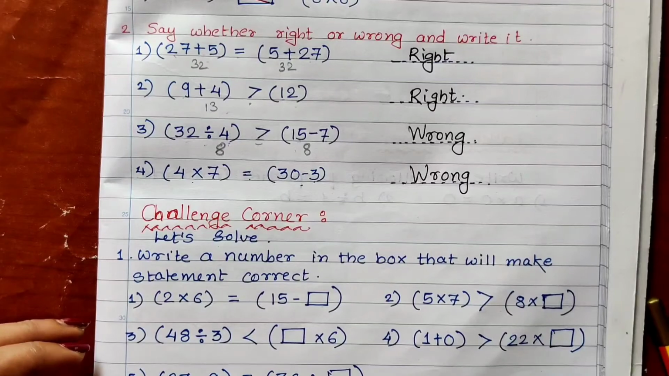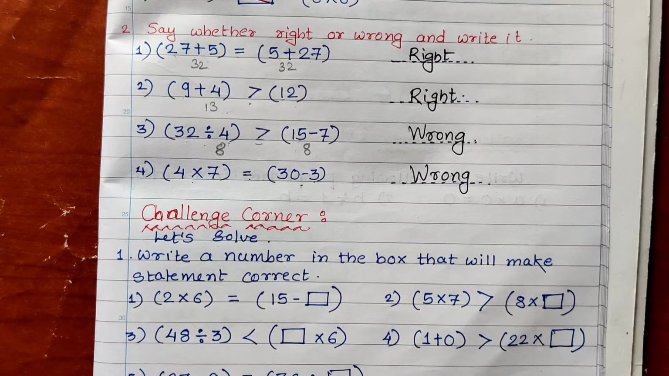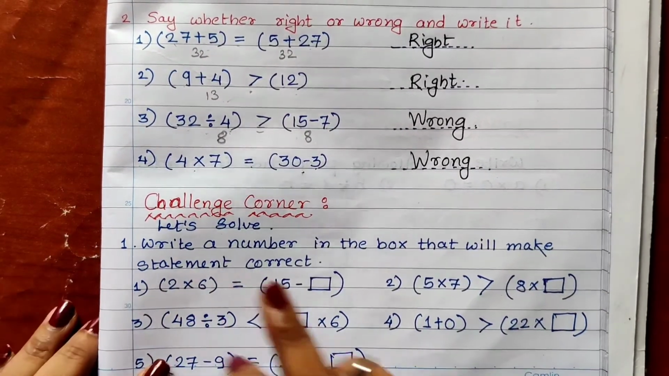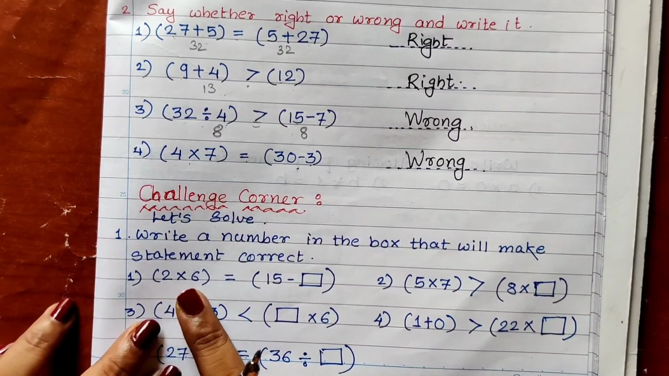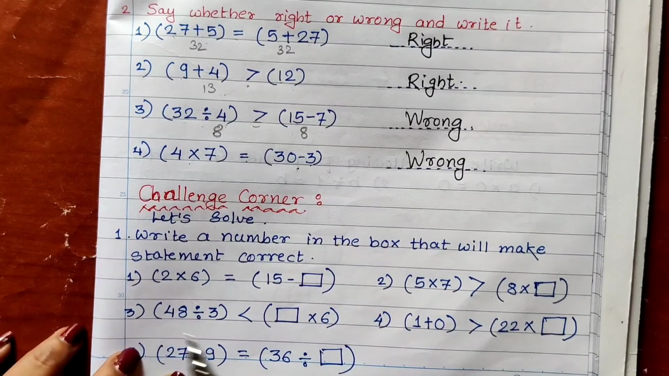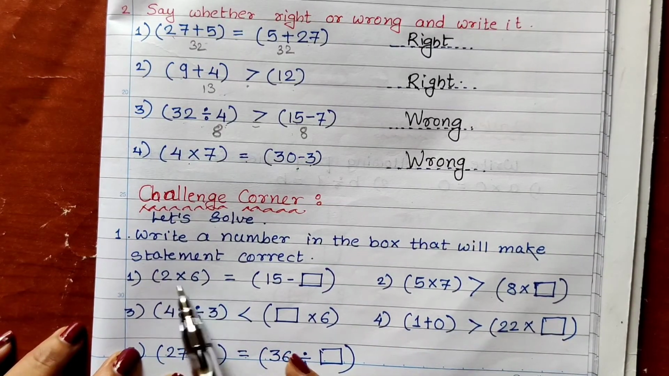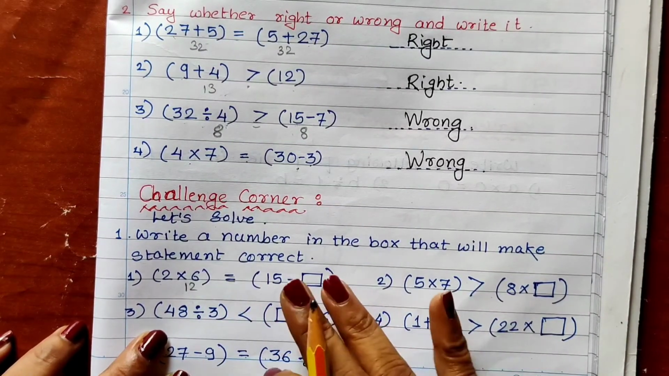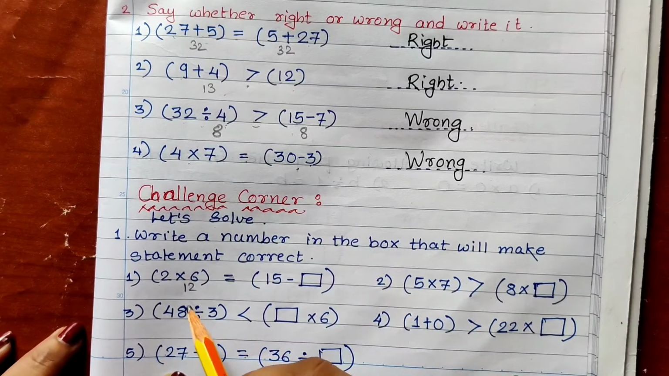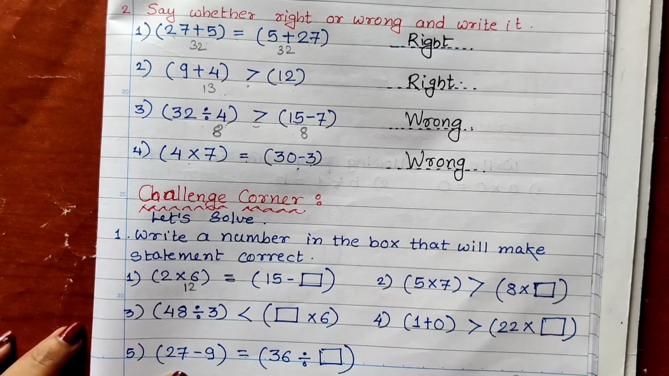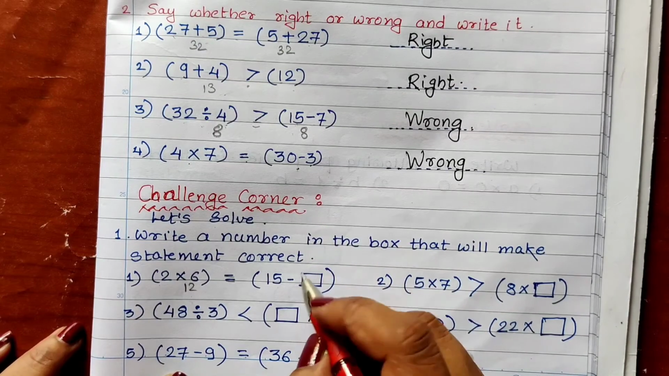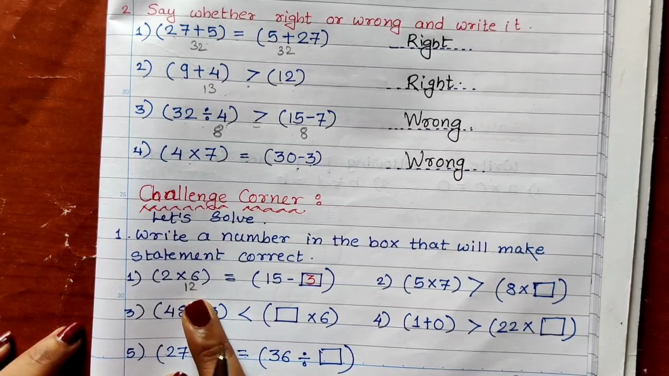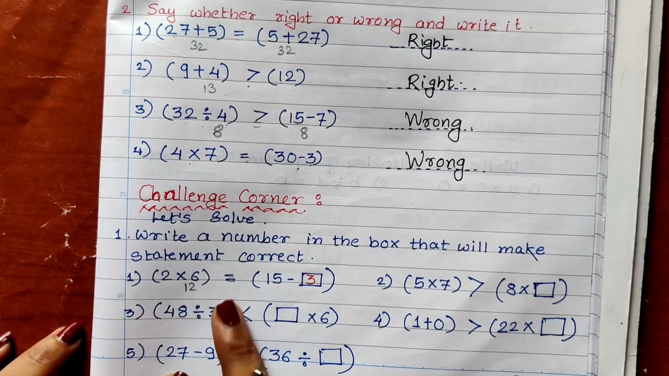Now next is, let us solve. Write the number in the box that will make the statement correct. So check what is there on the left hand side and then write the answer in the boxes. 2 6s are 12. There is an equal to sign in between, that means the right hand side answer should also be 12. So 15 minus how much is 12? 15 minus 3 is 12. So 15 minus 3 is also 12 and 2 6s is also 12. Both answers are equal. Equal to sign is there.